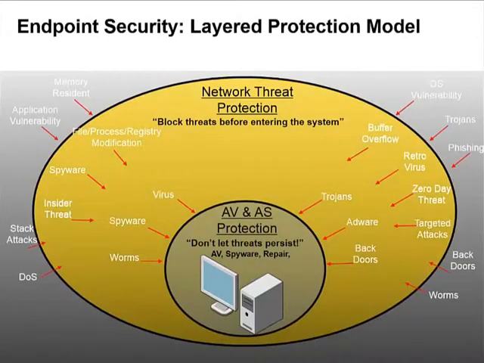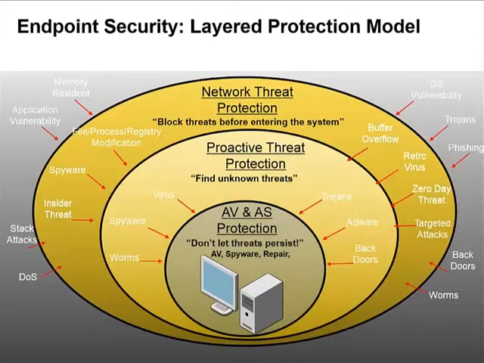So let's talk about the layered model. This has been ongoing for some time. It goes back through SEP 12, back through SEP 11, even into SEP 10, and some of the features and functionalities here are what I call the traditional layers: your network threat protection, your proactive threat protection being your IPS, and then your AVAS, your antivirus and anti-spyware solution, and how it protects. This talks about what these layers do, what they protect against, and how it helps you and your environment.